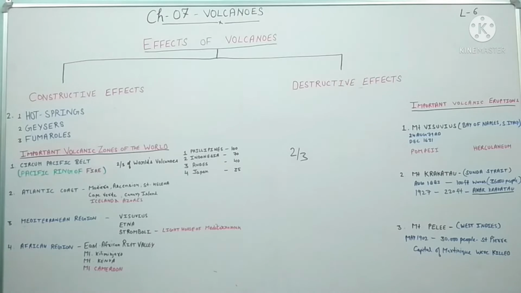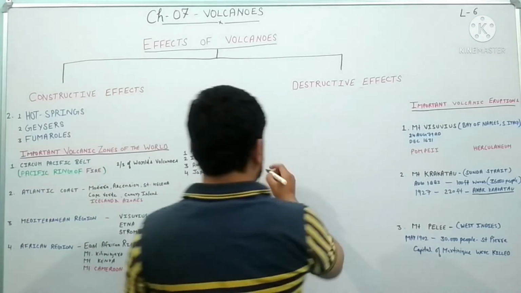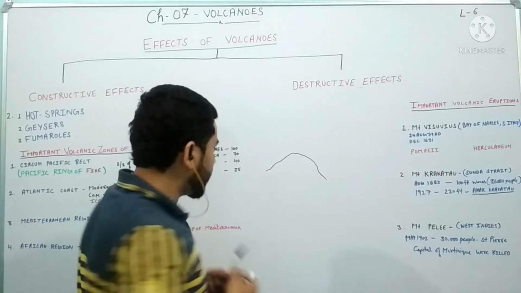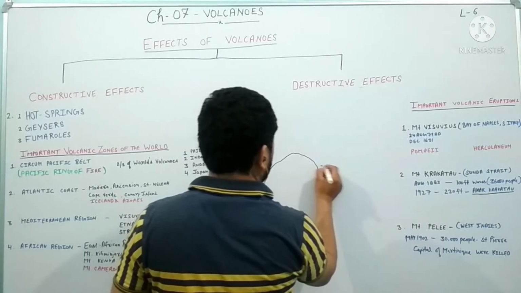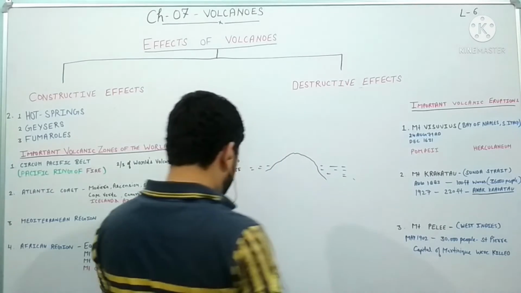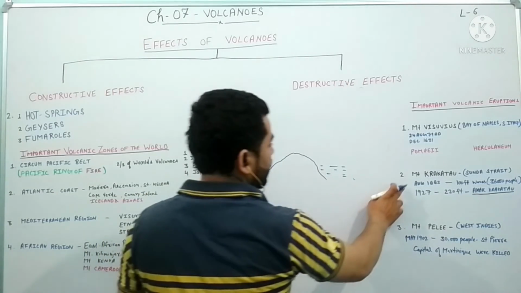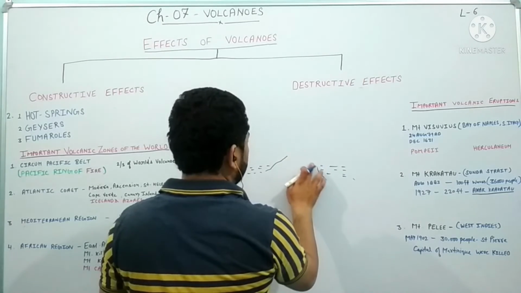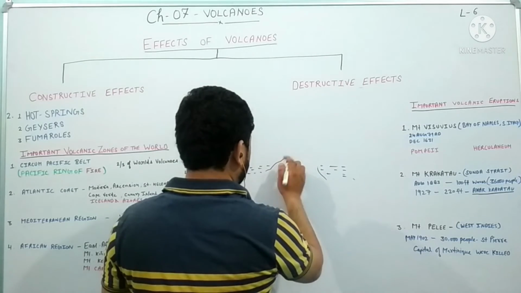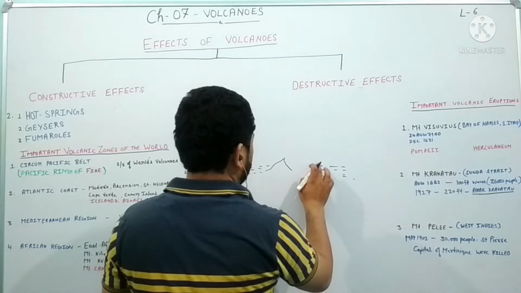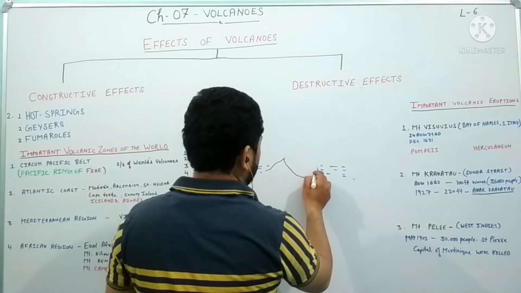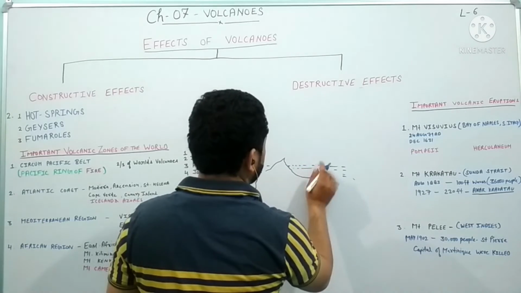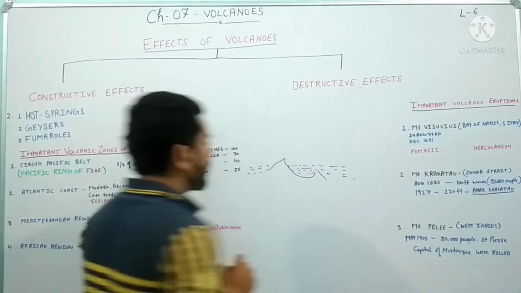So you can say that there was an island like this. And during the explosion of August 1883, this entire region was submerged. One caldera was formed, right? A submarine caldera was formed. Clear? Like this.